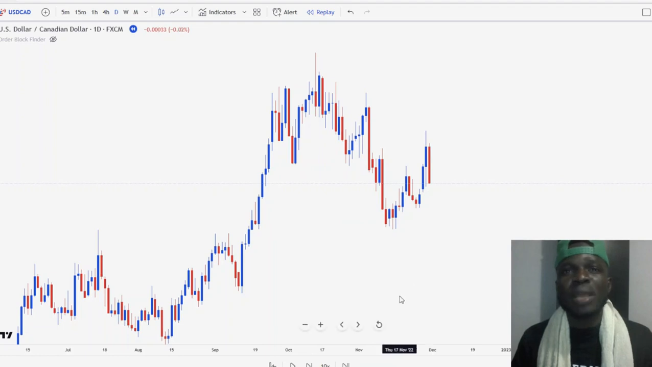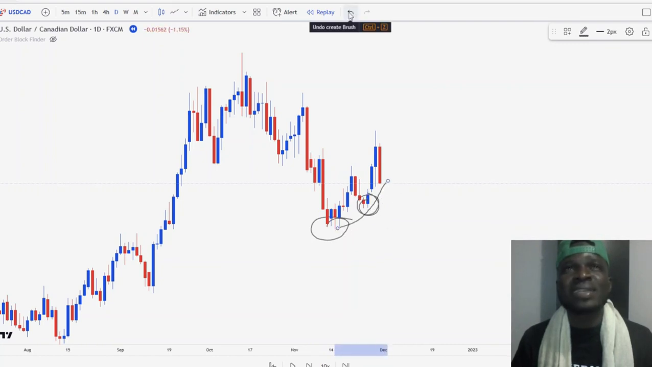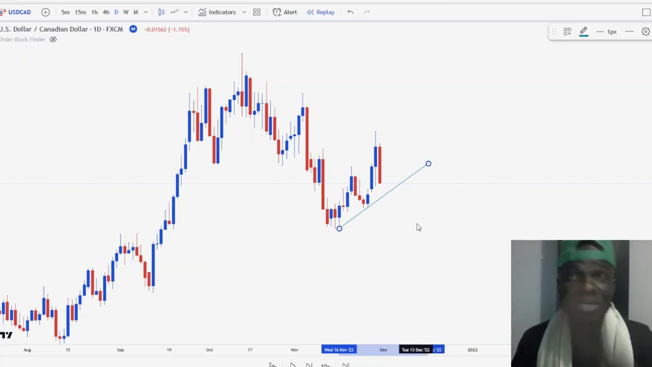You draw your trend line by connecting one peak to the other, or one trough to the other. Now you can see clearly from this place, this is a trough here. This is another trough here. By connecting your trend line from this trough to the second trough, you make it a valid trend line. Now, how do you draw it? You connect it from this trough to the second trough to make it a valid trend line.